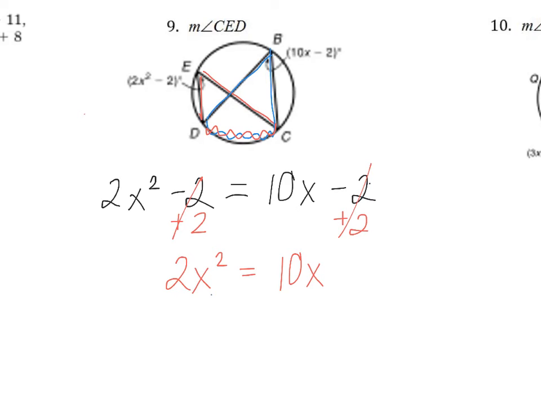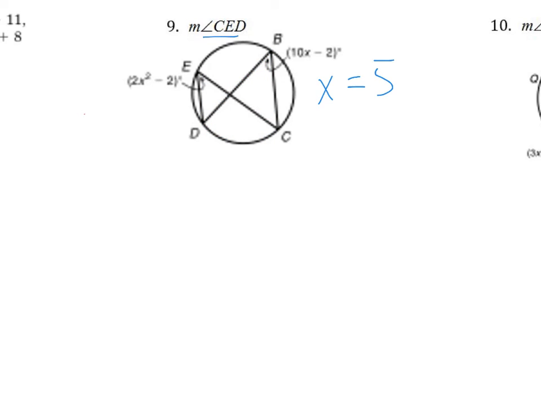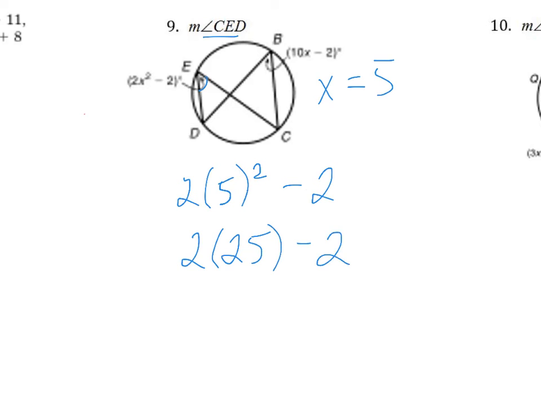So what I want to try to do is get this x on the left all by itself. So I'm going to divide by 2, and I'm going to divide by x. All right, that'll leave me with just a single x on the left-hand side. But I got to divide this side by 2x, which leaves me with 5. And what they're actually asking for is the measure of angle CED. So that's this one up here, which would be 2x, which I now know is 5, minus 2. Remember your order of operations, you got to square first. All right, exponents first, then I'm going to multiply. So my final answer is 48 for that angle measure.